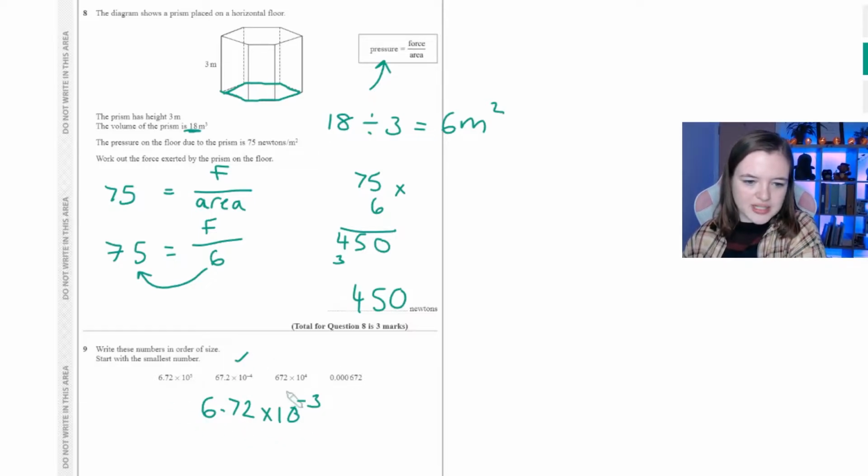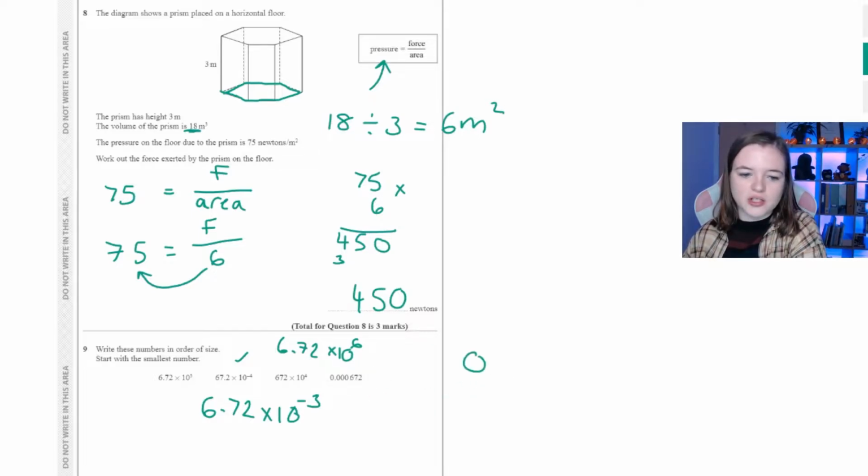And then I'm going to move on to this one, 672 times 10 to the 4. So what I'm going to be doing is dividing this one by 100 to get to 6.72. Because I'm dividing it by 100 in this case, I'm going to have to increase the power by 2, which is then to 6.